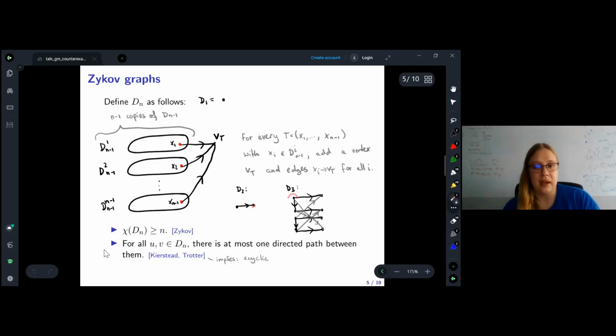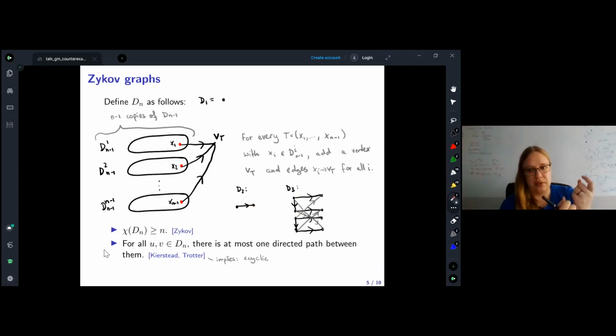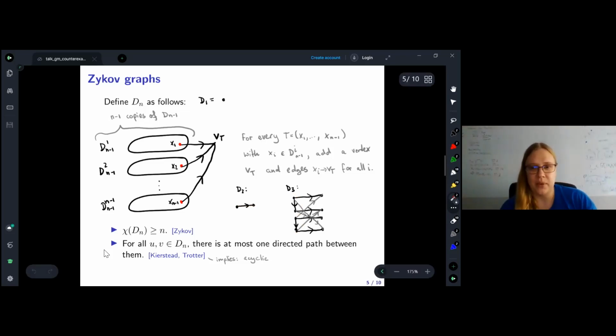For D3, I'm supposed to put two copies of D2, here they are. And now there are four ways to transverse, which is top vertex, top vertex, top vertex, bottom, right? And so here we have a vertex whose neighbors are top vertex, bottom vertex. Here's top vertex, and here's top vertex, bottom vertex, and so on and so forth. So that's D3, and they keep going like that. And so they're clearly triangle free because for this vertex, its neighbors are not adjacent to each other, but that's not really important for us.